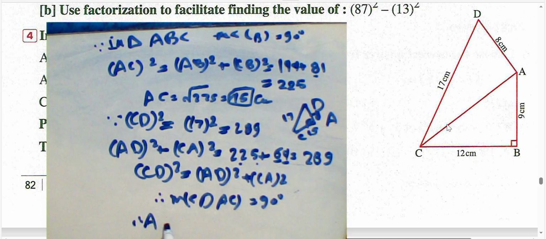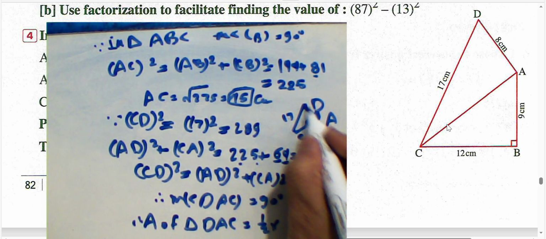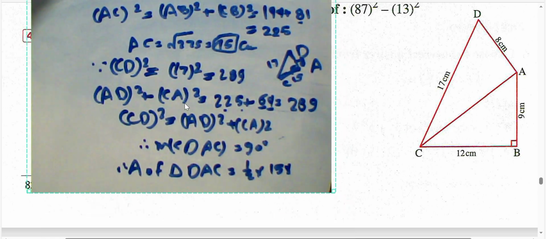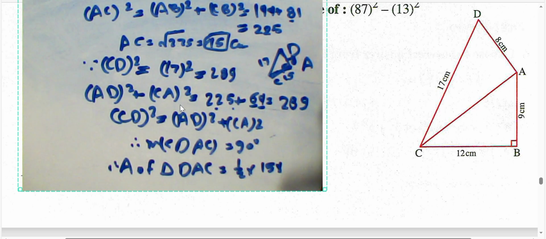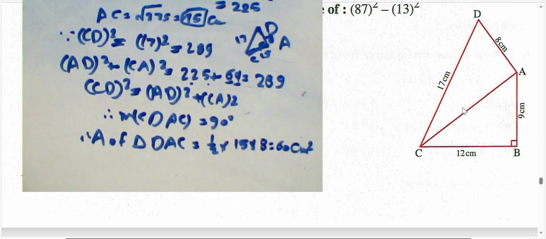Then the area of triangle DAC is half times the two sides of the triangle, half times 15 times 8. Now I will find the area. Okay, pay attention my students. About this triangle, we have 15 and 8. Half times 15 times 8 equals 60 square centimeters. It's the area of the first triangle.